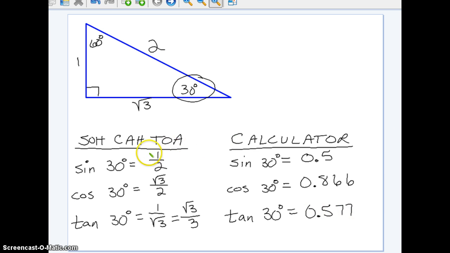Now, what do you notice about these values of sine? 1/2 and 0.5 are equal. Okay. What about the cosine of 30 degrees? Square root of 3 over 2 and 0.866. Let's see if they're equal or not.